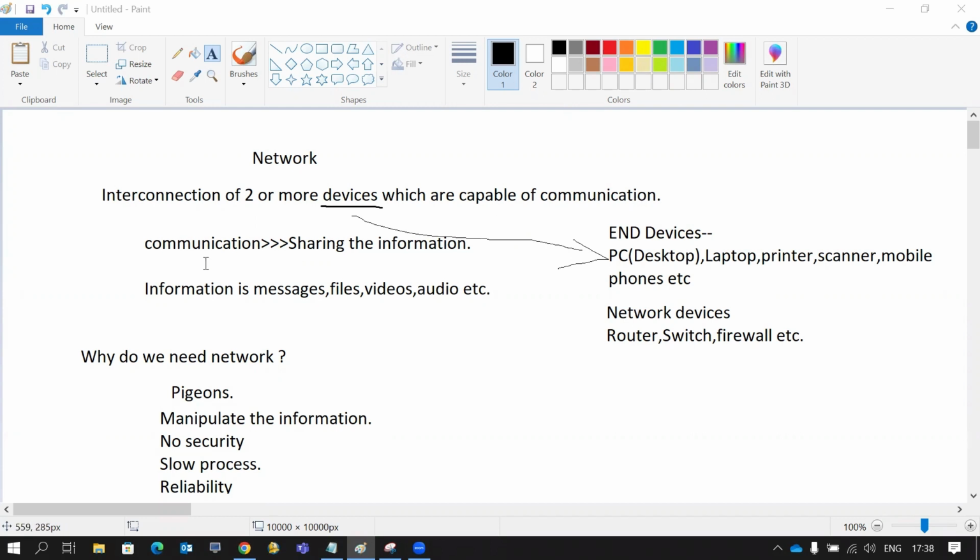Now, what is communication? Communication is nothing but sharing some information. What is that information all about? Information is all about messages, files, videos, audios, etc. Now the question comes up, what are these devices which we are talking about here? These devices are of two types. One is end devices, which involve PC, laptop, printer, scanner, mobile phones, etc. The second type is network devices, which consist of router, switch, firewall, etc.